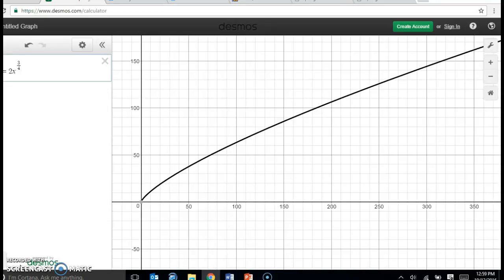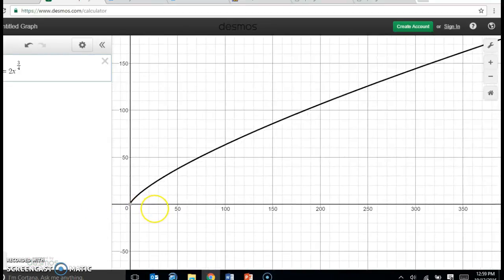Okay, so our domain, if we look at our x-axis, we're going from 0 to positive infinity, so our domain is 0 to positive infinity. What about our range? Same. For our range, we're starting at 0 and then going up our y-axis to positive infinity. We're only in the first quadrant.